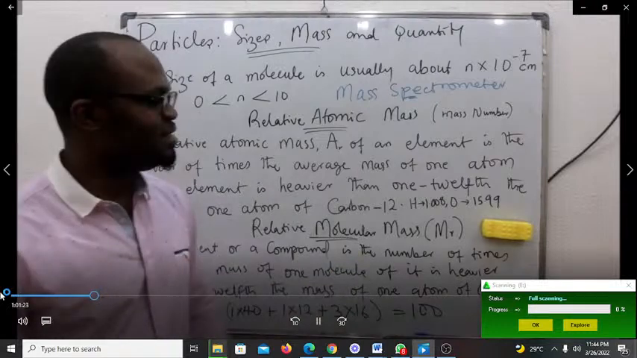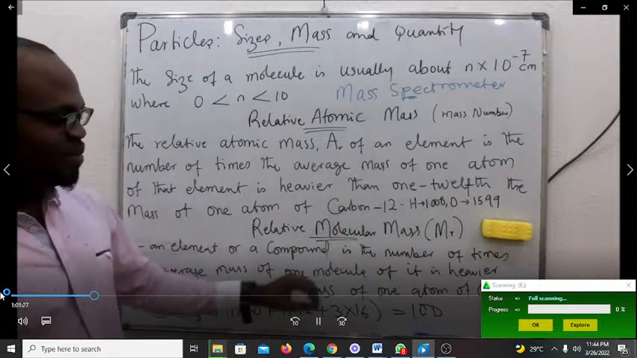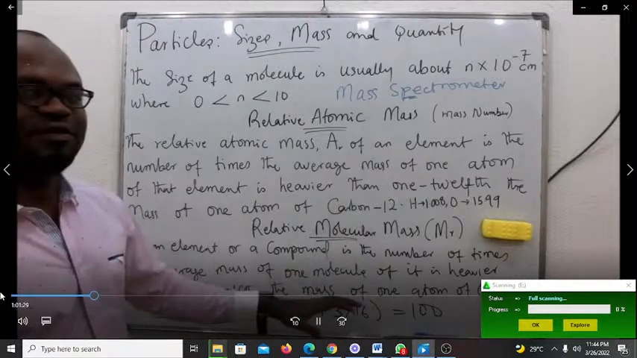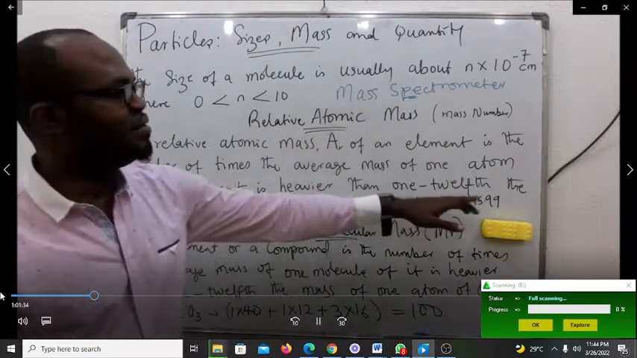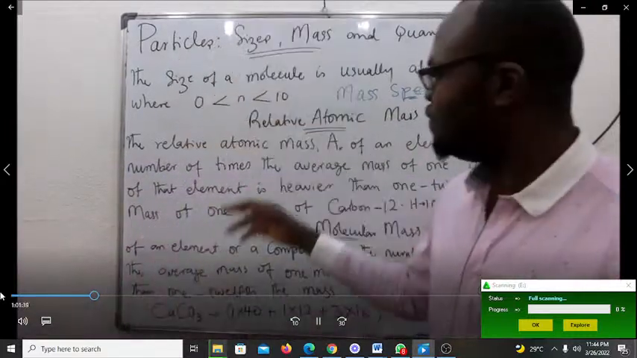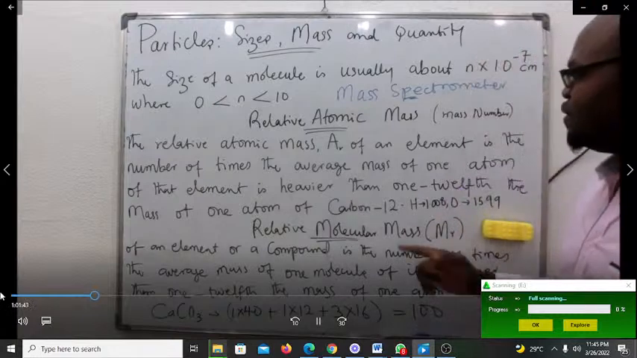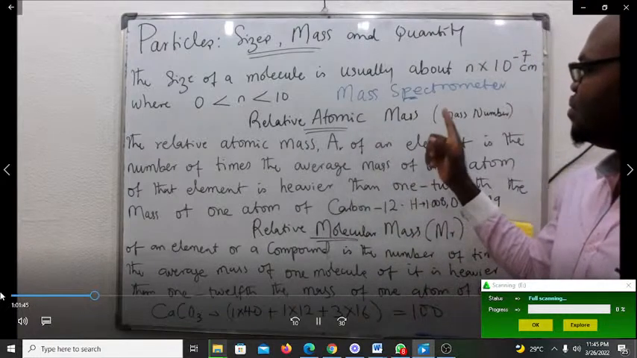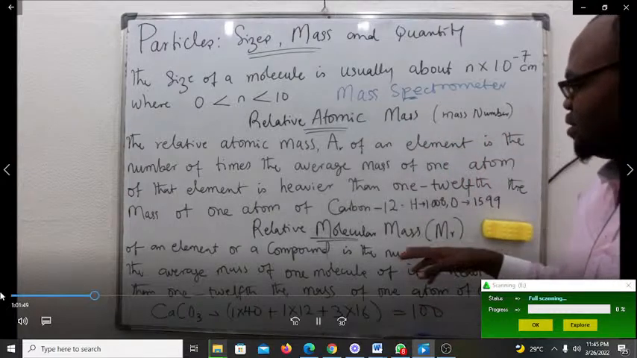So that's how you calculate relative molecular mass. You add up the individual elements that are involved in a compound. Whereas for relative atomic mass, you just write down the reading from the mass spectrometer. These quantities, we are going to be using a lot in calculations. Note, you can also hear some people call this relative atomic mass, mass number. This is also mass number.